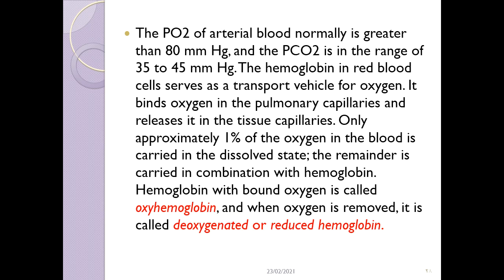Hemoglobin with bound oxygen is called oxyhemoglobin. From its name, it is a hemoglobin bound to oxygen, so it is called oxyhemoglobin. And when the oxygen is removed from the hemoglobin in the tissue capillaries, it will be called deoxygenated hemoglobin or reduced hemoglobin.